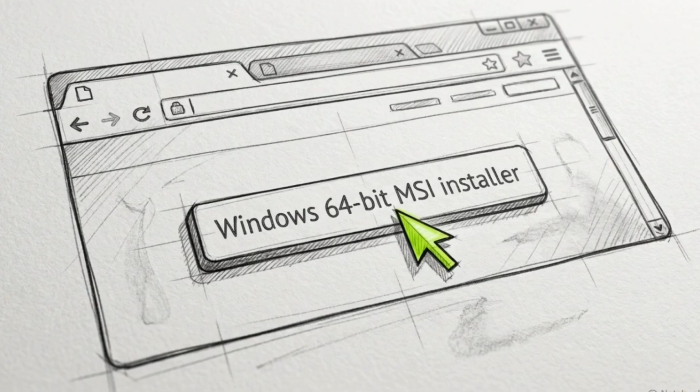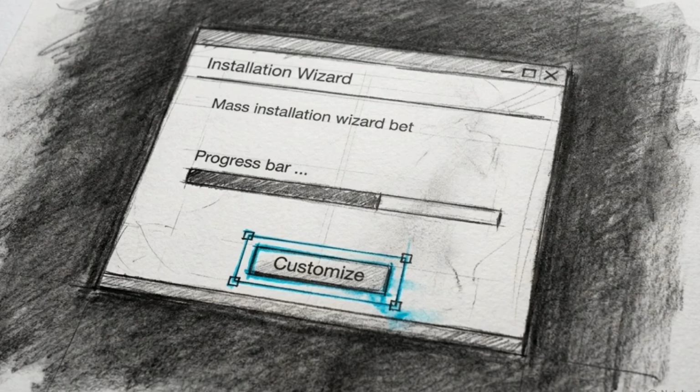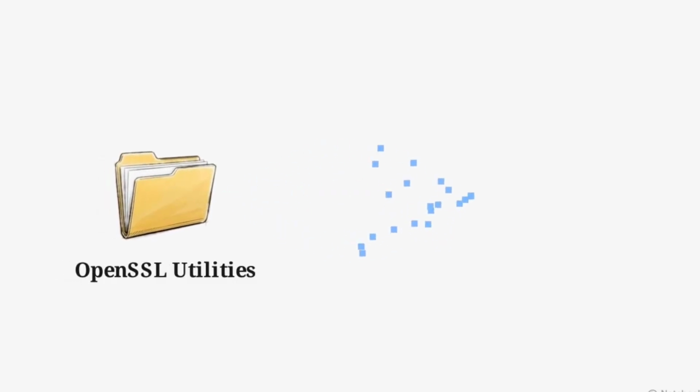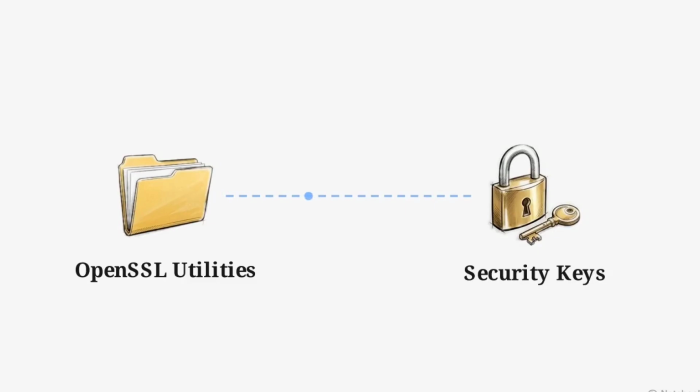Head to the OpenVPN download page and grab the Windows 64-bit MSI installer package. Run the installer and click Customize. Pay close attention to this menu. Click the OpenSSL Utilities dropdown and select Entire feature will be installed on local hard drive. You must include these specific utilities in order to generate your security keys later.